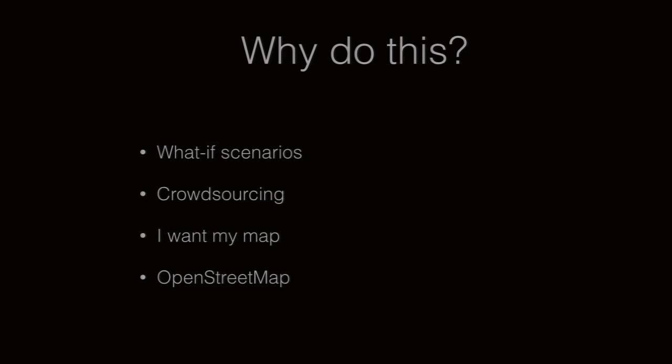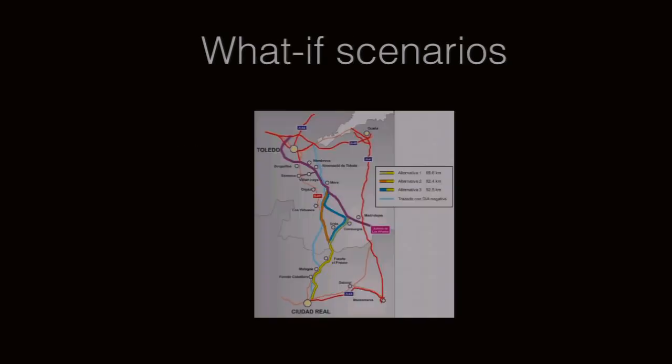So I'm going to talk about what-if scenarios, crowdsourcing, custom maps. I just want my own version of reality. And I'm also going to talk about OpenStreetMap, which is also a good segue into or connection to the previous talks. So what-if scenarios, I guess most people know this, it's a very classical use case for geospatial information, for GIS basically.